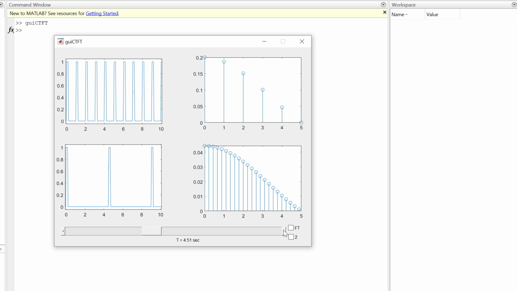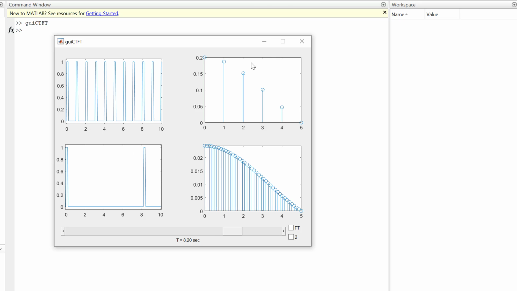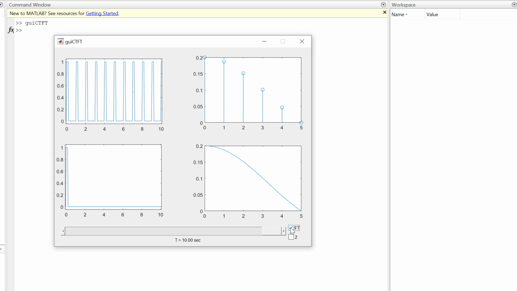our peaks get further and further separated. We continue to fill in our A sub n values. And now we can only see one full pulse. The other one is almost off screen. These discrete values have become almost continuous. And when we reach that limit of T goes to infinity, we get the Fourier transform.